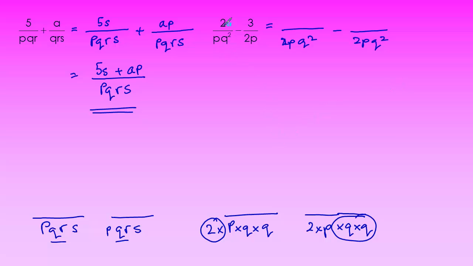Now this one was multiplied by 2, so do the same to the top. This one was multiplied by q squared, so do the same to the top. And then as a single fraction, that's going to be 4, take away 3q squared.